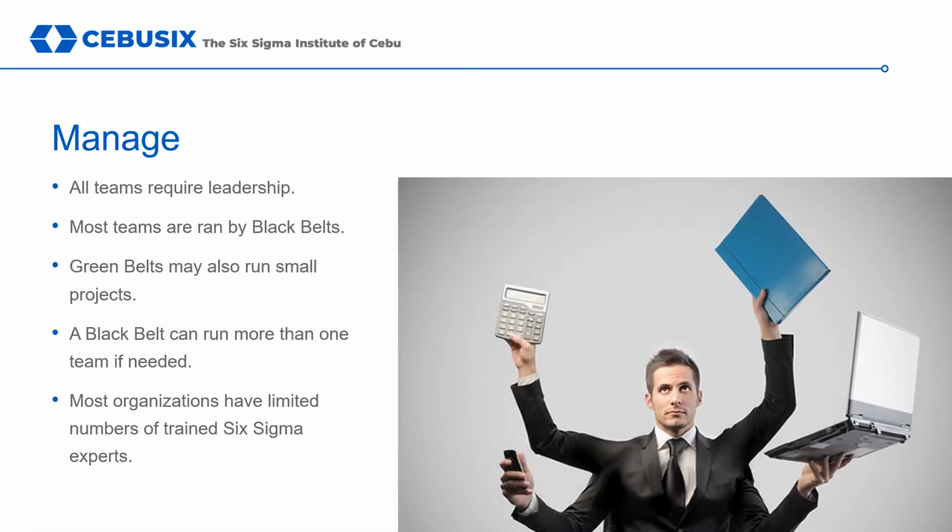Project teams require leadership. Six Sigma teams are usually run by black belts, sometimes along with certified project managers. Since black belts are supported by green belts who handle much of the data collection and analysis work, a single black belt can usually manage more than one project at a time if needed. This is especially true for experienced black belts who are not responsible for any other type of daily operation. Even so, organizations with limited Six Sigma experts on staff can't launch dozens of projects without putting a strain on those resources.